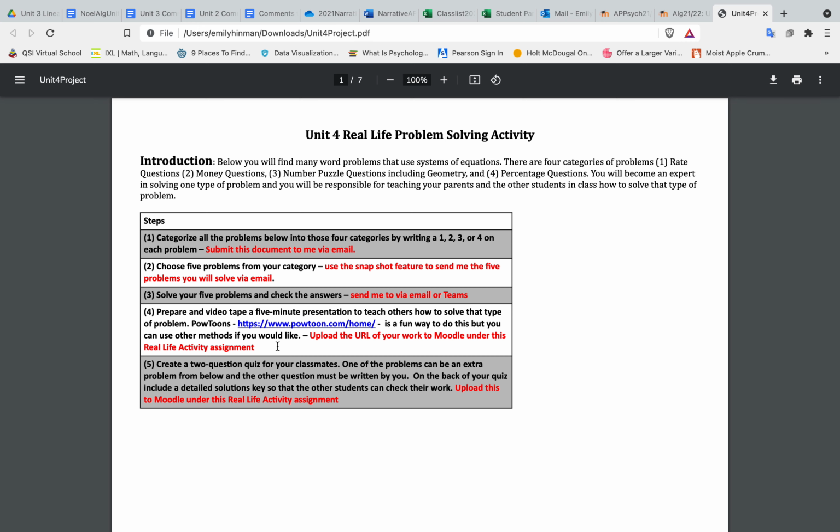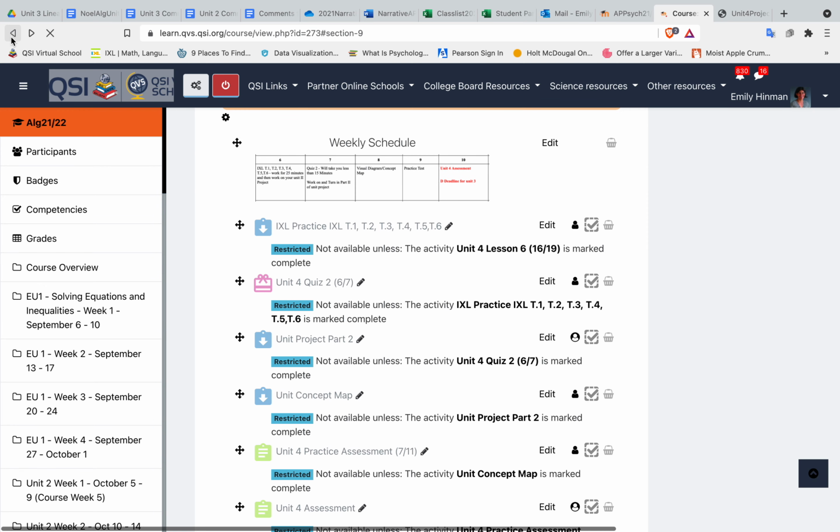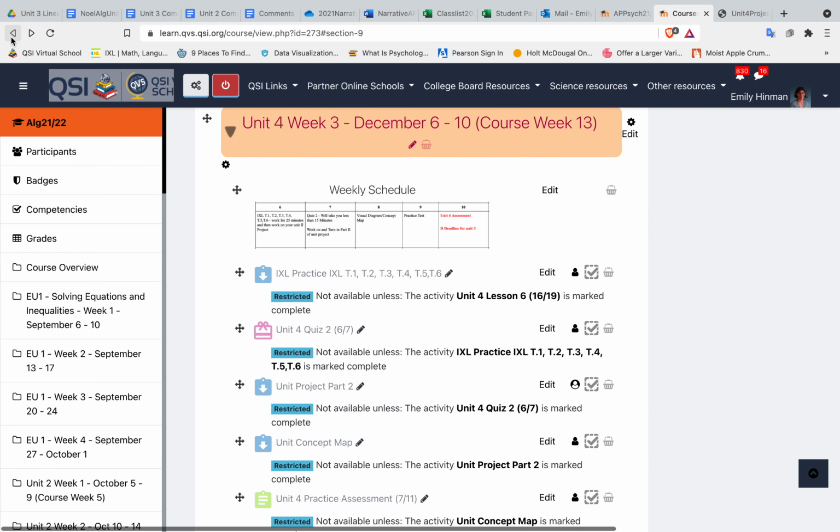All right, then as we go into the next week, you're going to do part 2. So when we click on this, part 2 is I'm going to pick the 5 problems to solve, and I'm going to solve them and upload my solutions. You're going to need a grade for the check mark to appear, because I need to check to make sure you have these right. Okay, so that's in week 3 of Unit 4.